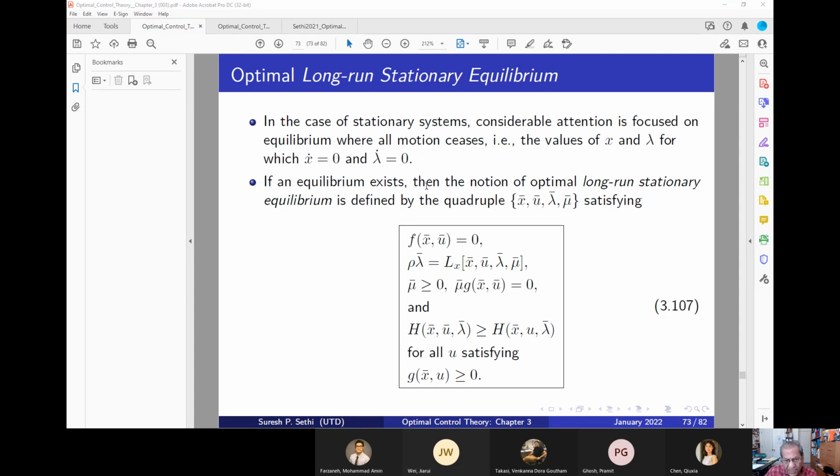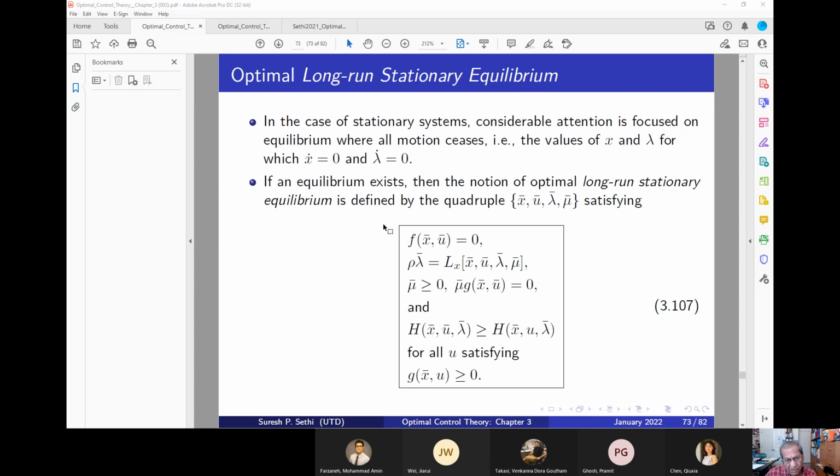X dot is 0. So let X bar, U bar, lambda bar, mu bar be an equilibrium. Then you must satisfy X dot equal to 0, which is this. Lambda dot equal to 0, which is this. Mu bar satisfies the complementary slackness condition. And for any condition, this is maximum for any U that satisfies this. I think I covered this a little bit too, but so we have a solution, if you can get there.